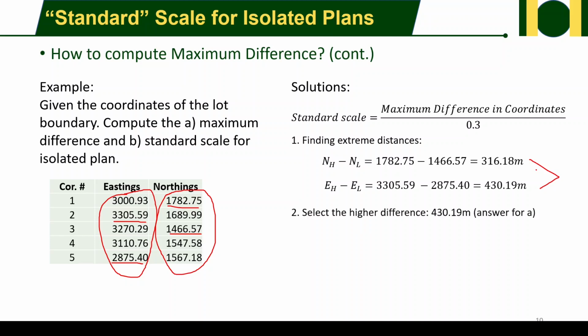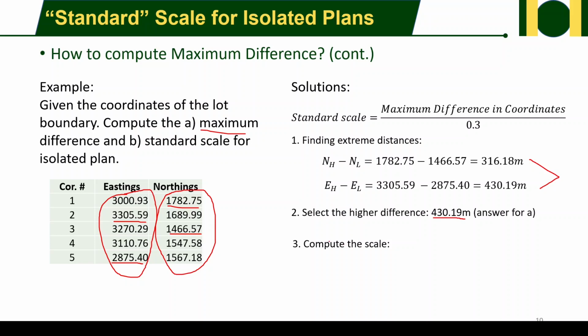Next, you have to select the higher difference. The higher difference is 430.19 meters. Therefore, the maximum difference is 430.19 meters. So you have to choose the higher one. We are done with solving for letter A, which is the maximum difference.